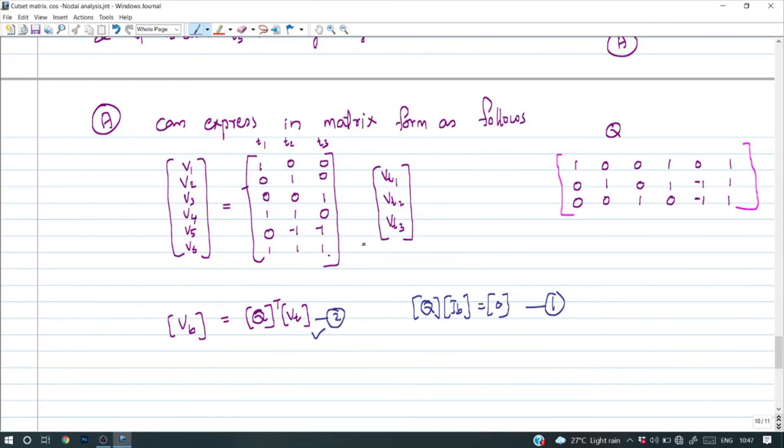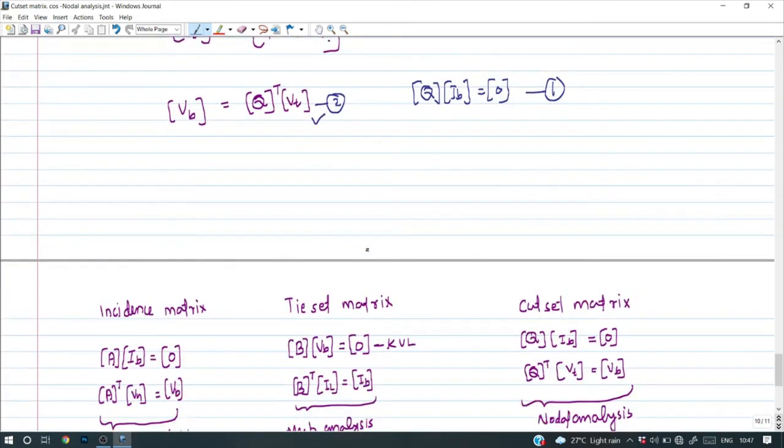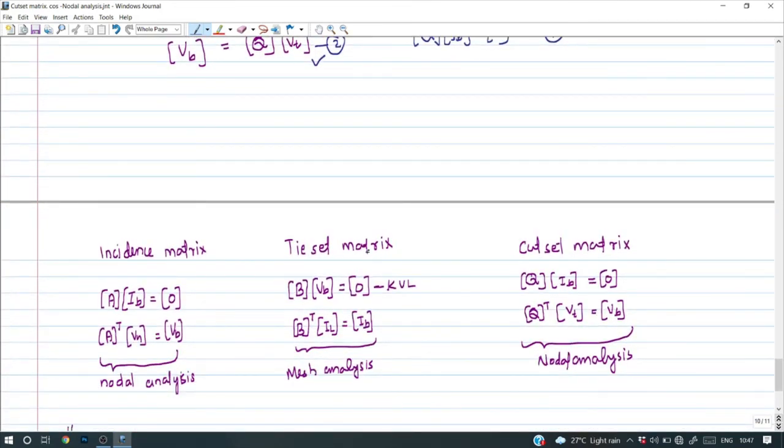Now let's conclude the relations which we got from different matrices of graph theory. First matrix was the incidence matrix. From the development of the incidence matrix, we got these two relations. This is the KCL: A into IB is equal to 0. A matrix is the reduced incidence matrix, IB is the branch current matrix, and this is a null matrix. And from there, we got the relationship between branch voltage and node voltage like this: A transpose into node voltage matrix gives branch voltage matrix. And this is used for nodal analysis.